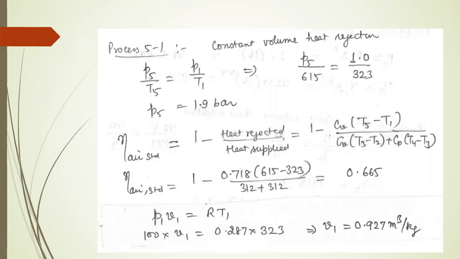Now the air standard efficiency, which is 1 minus heat rejected upon heat supplied, you can calculate the value of air standard efficiency as all the temperatures are being given, and the value of Cp and Cv are also given. The efficiency is equal to 0.665. Now with the help of state equation for state 1, you can write P1 V1 is equal to RT1. With this you get the value of V1 equals 0.927 meter cube per kg.